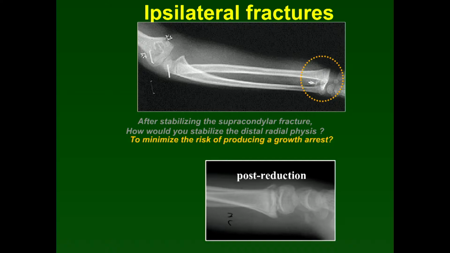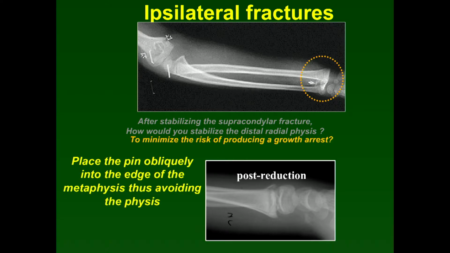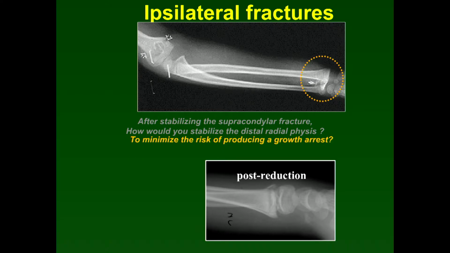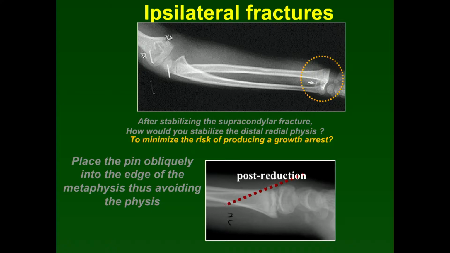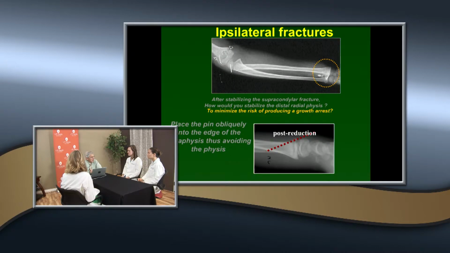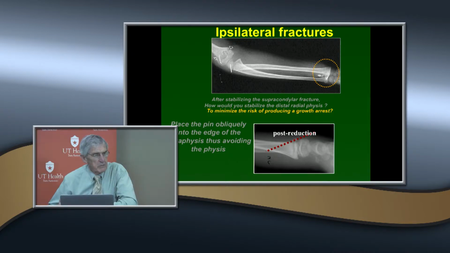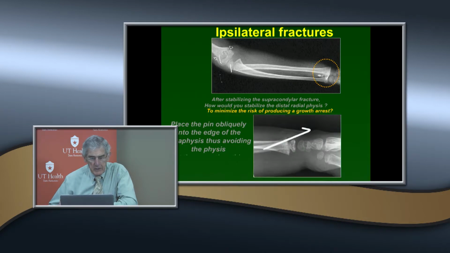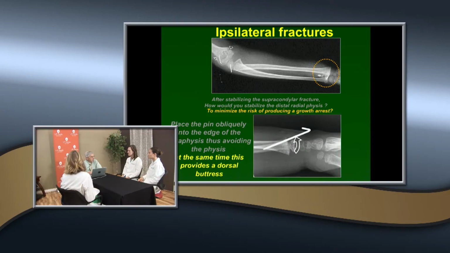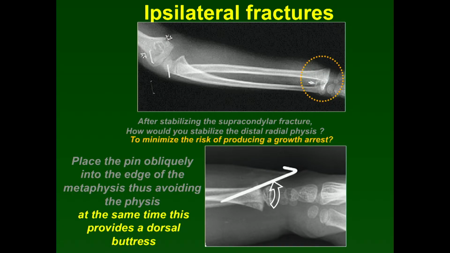So how are you going to manage this one? You place the pin obliquely so that you can avoid the physis. And how do these mostly displace? Dorsally. If it's a type A fracture, they'll displace dorsally. And if you put the pin obliquely, how does it work? It works kind of like a dorsal buttress and just prevents it from displacing, and you do this without having to go through the physis.